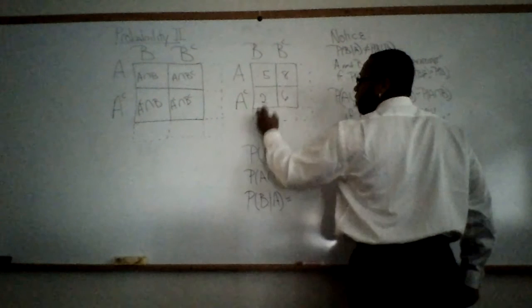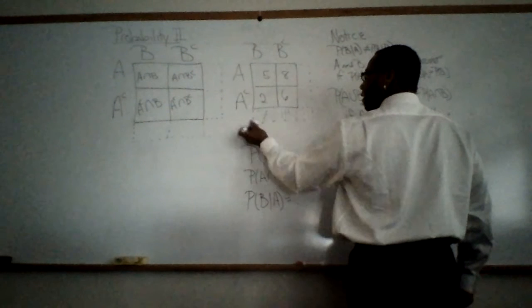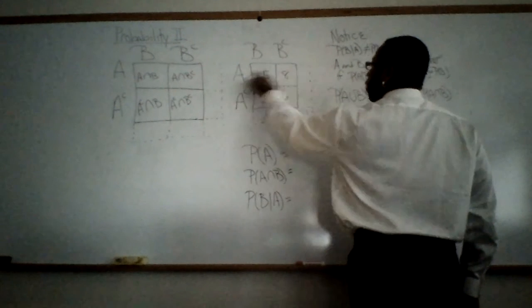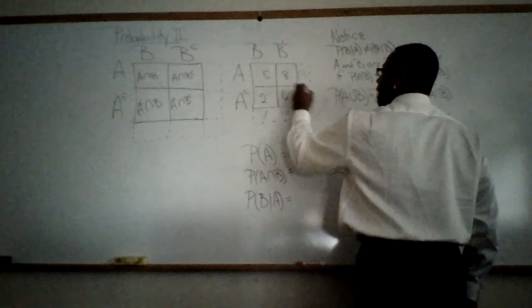Going down the column here, we have 7. Going down this one, 14. Going across, we have a total of 21. Going across on the top here, we should have 13. And going across here, we have 8.